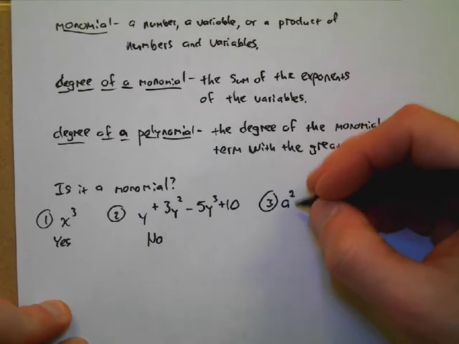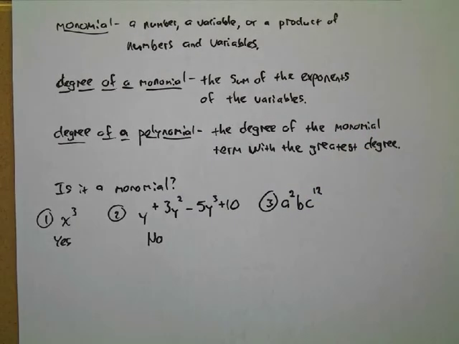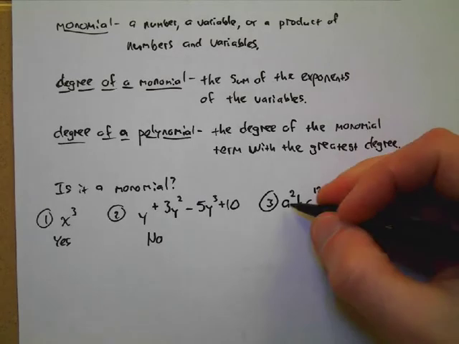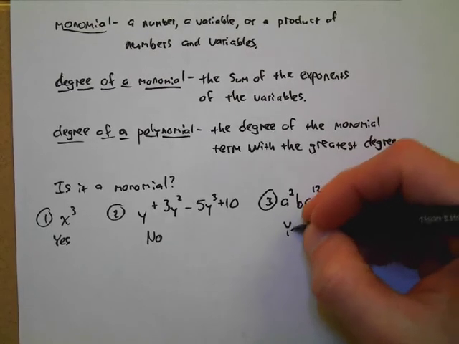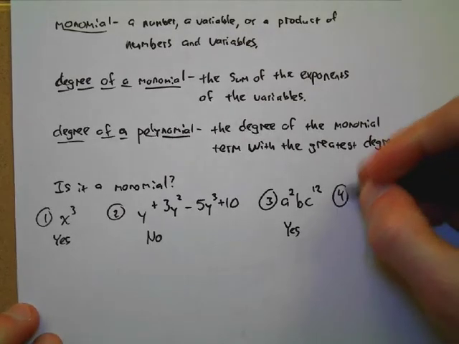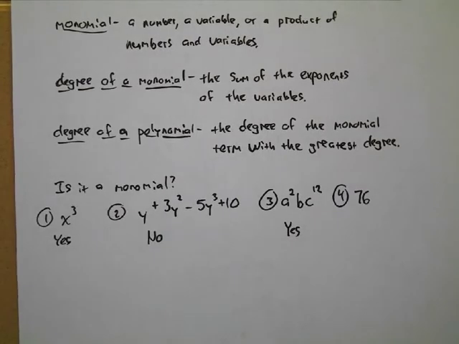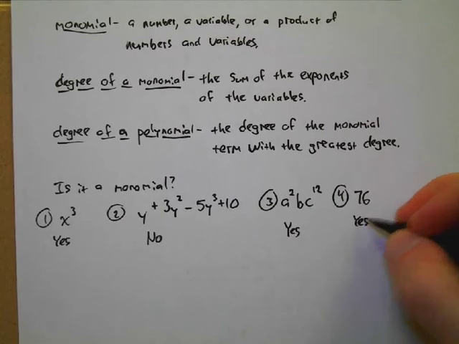And then number 3 here, a squared b c to the 12th. Monomial, yes or no? Yes, it's a product of variables. Again, a squared is two a's times each other, b, and then c times itself 12 times. So yes. Actually, let me do one more, last one. 76. Is it a number, a variable, or a product of numbers and variables? It's 76, it's a number, so yes.